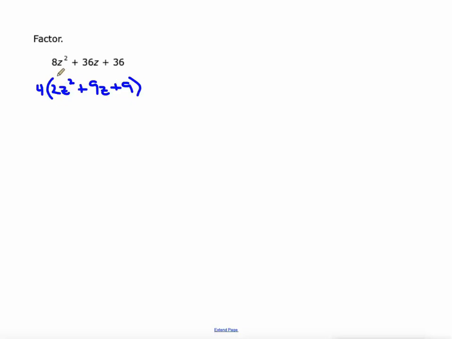Now we run into trouble because this trinomial on the inside doesn't have a lead coefficient of 1, and it's not even a perfect square, which means we're not going to be able to use one of our special cases. So what I have to do is take that 2 and that 9, the a and the c value, and multiply them together. And I'm going to look for factors of that product that add up to 9. Factors of 18 that add up to 9. Well, 1 and 18 doesn't work. 2 and 9, those don't add up to 9. But 3 and 6, those do.